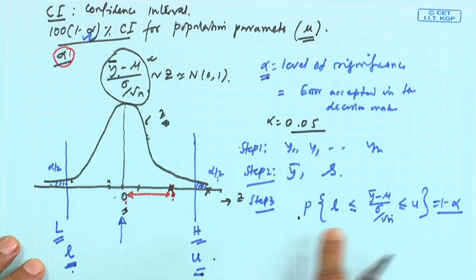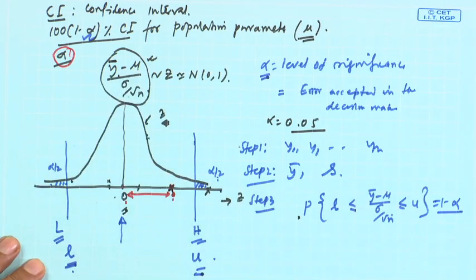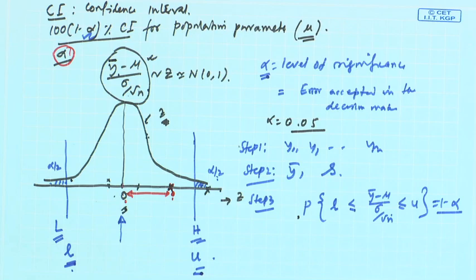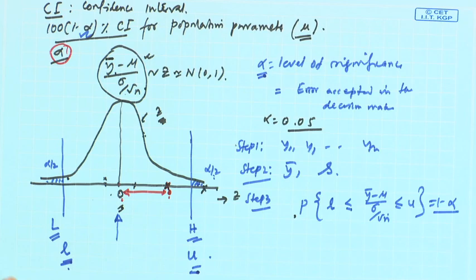This means the probability that y bar, the estimate of the population mean, lies between the lower specified limit and the upper specified limit is 1 minus alpha. If alpha is 0.05, this is 0.95, or 95%. You are confident that the sample average is the estimate of the population mean.